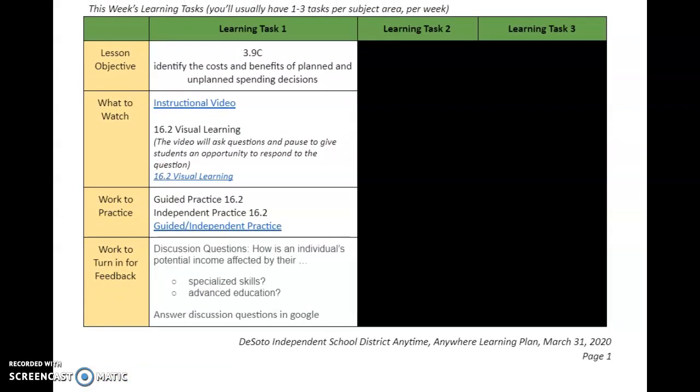Each week, your child will have 1 to 3 tasks per subject area. As a third grade math team, we collectively decided to only give students 1 learning task per week. The lesson objective identifies what students should be able to do at the end of the lesson. For this lesson, students should be able to identify the costs and benefits of planned and unplanned spending decisions.